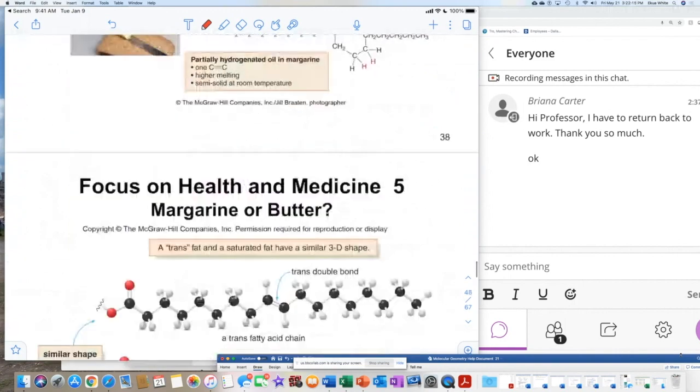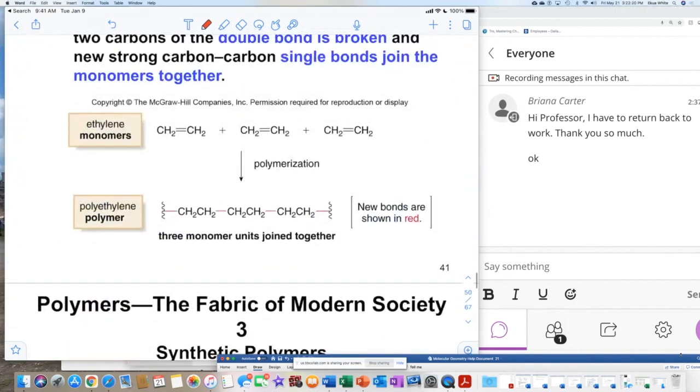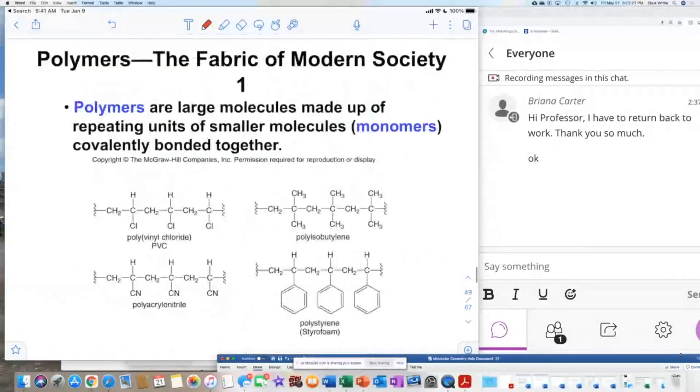I think I skipped over Markovnikov's rule because it's more complex. Yeah, I did. There's a rule that explains that part, but I skipped over it because it gets more complex.